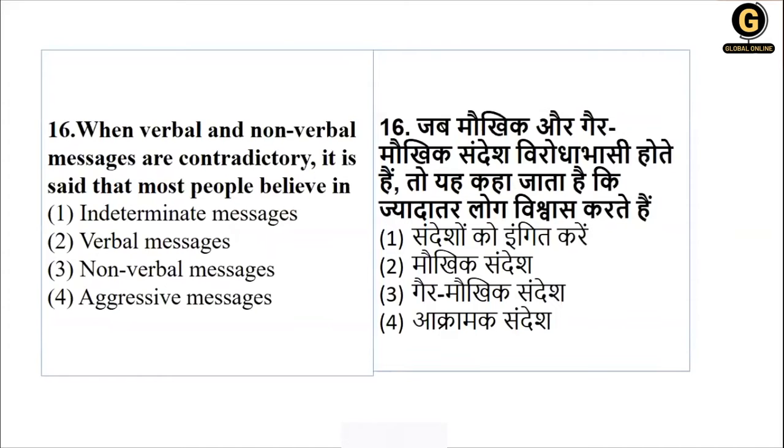The next question which we have is question number 16. When verbal and non-verbal messages are contradictory, यानी दोनों में confusion है, different है, तो हमेशा people किस पे believe करते हैं? Indeterminate messages, verbal messages, non-verbal messages, aggressive messages. Now, obviously, aggressive messages, it's not possible. Indeterminate इसका मतलब आपको doubt है थोड़ा सा, it's not possible again.